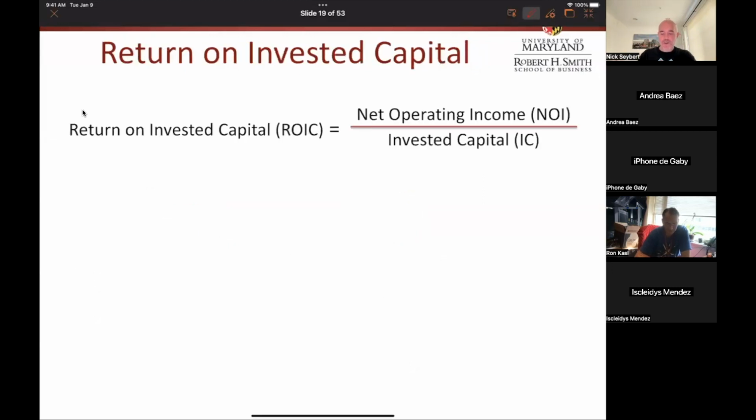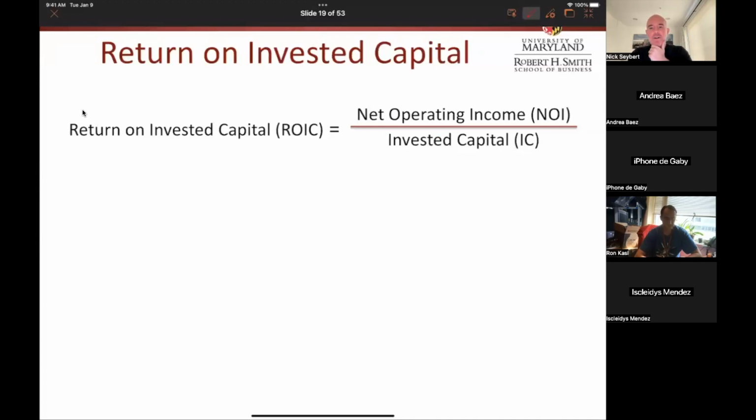All right, so what's return on invested capital? And again, unfortunately, different people have different terminology for some of this stuff. This is just what I've chosen. This is the way I think about it. So return on invested capital, not surprisingly, the denominator is invested capital, right? Just like with ROA, the denominator is assets. ROE, the denominator is equity. So we'll talk about what invested capital is. And then the numerator is not net income. It's net operating income, okay?